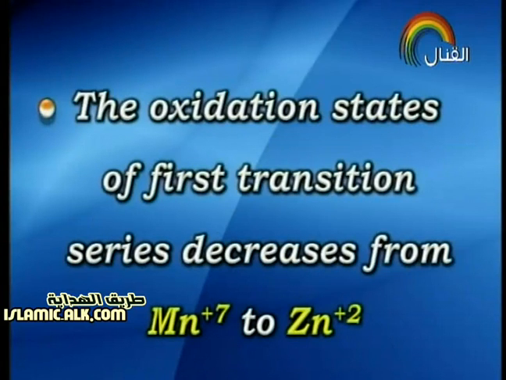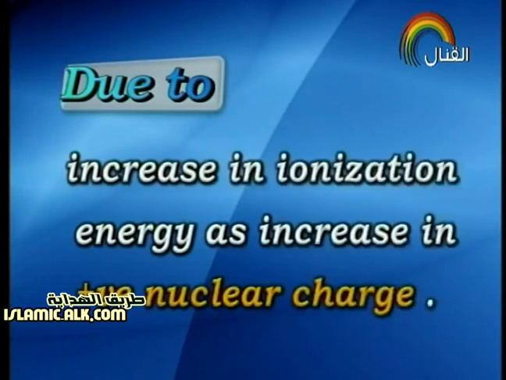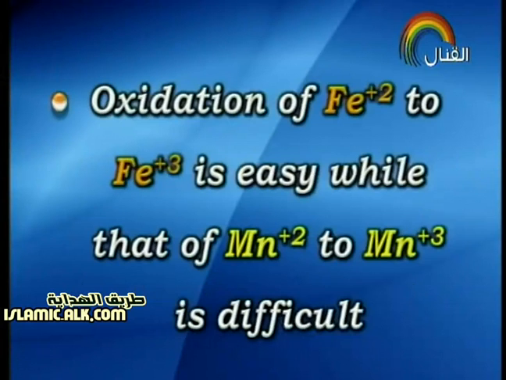And next point here, the oxidation states of the first transition series decrease from manganese to zinc. The reason for that is due to the increase in the ionization energy as the positive nuclear charge increases. Next point, oxidation of iron positive 2 to iron positive 3 is easy, while that of manganese positive 2 to manganese positive 3 is difficult.